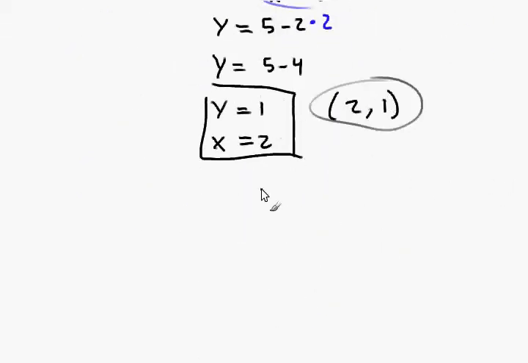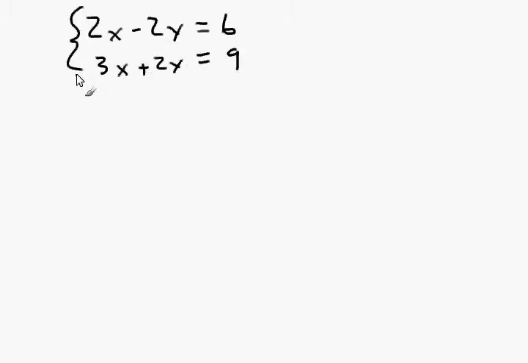Let's take a look at another system. We will have 2x minus 2y is equal to 6. And our other equation will be 3x plus 2y is equal to 9. Always have to have the brace to let whoever's looking at your work know that you're solving this as a system. This is really interesting in here. Minus 2y plus 2y is equal to 0.